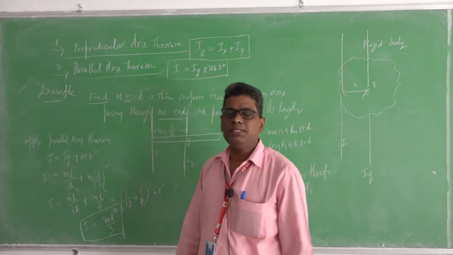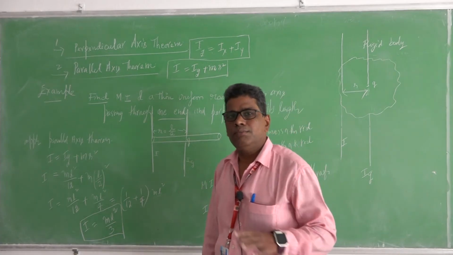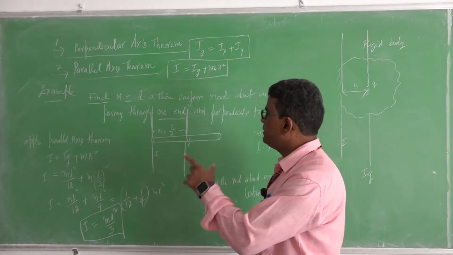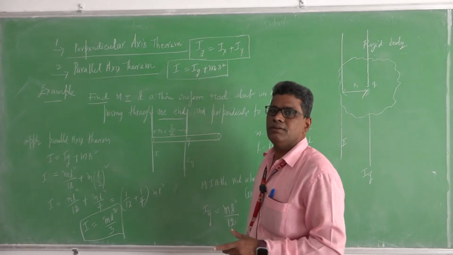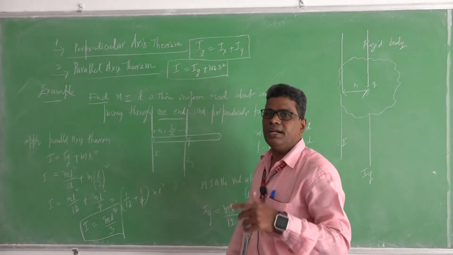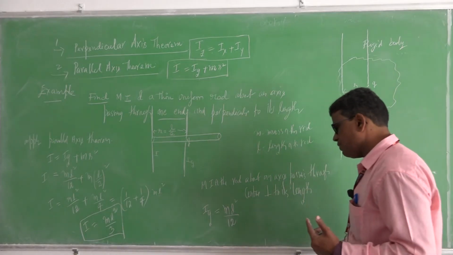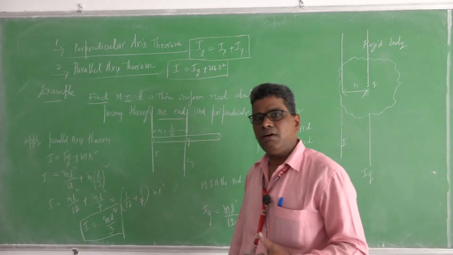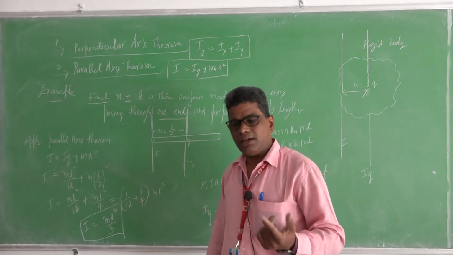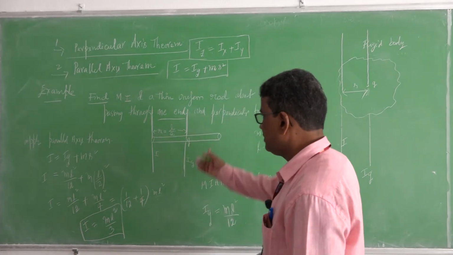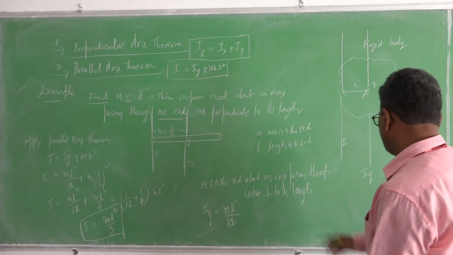So from these examples it is clear that moment of inertia depends upon the axis of rotation. For the same body it has different values. Hence it is neither a vector nor a scalar, it is a tensor quantity. Okay? Take this. Next one.